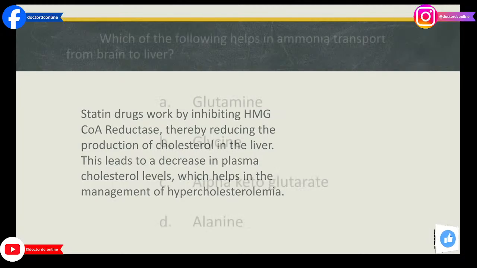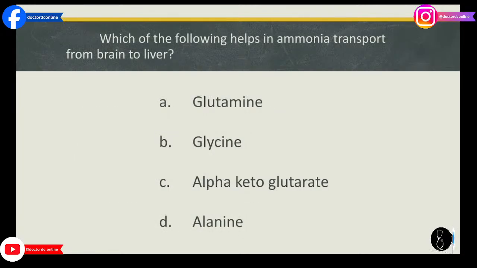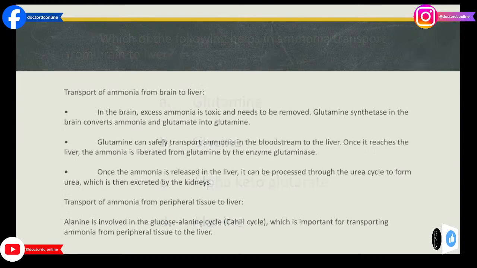In question 40, ammonia transport from brain to liver occurs via which molecule? Option A, glutamine. Option B, glycine. Option C, alpha-ketoglutarate. Or option D, alanine. Glutamine carries ammonia from brain to liver safely. The correct answer is option A, glutamine.